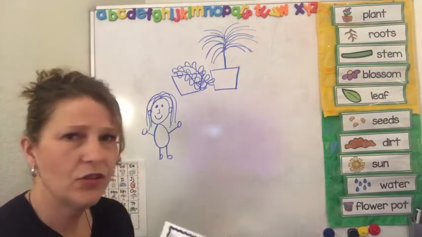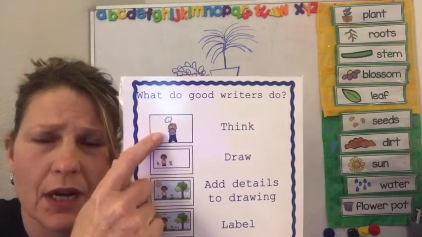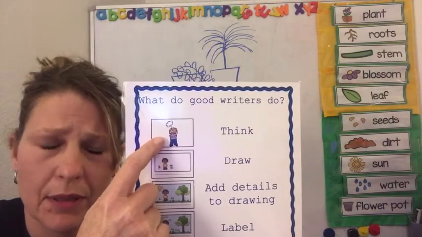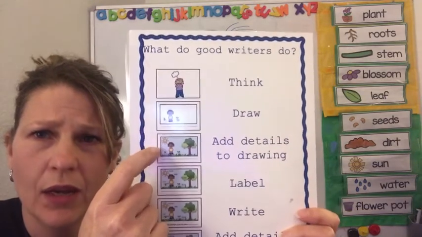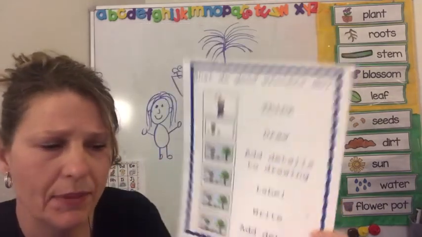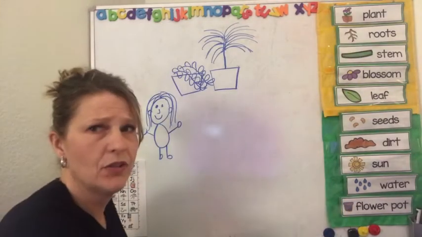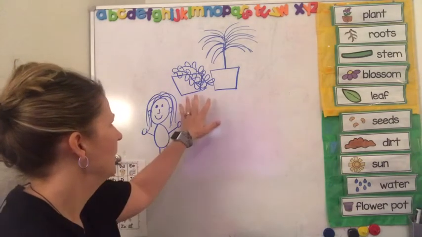We know that yesterday we thought about what to draw, and we've been talking about how plants are important and play a part in our life. And then we did a quick draw. So today we're going to add details, we'll label, and we will write. So I'm going to go back to my journal writing from yesterday, and I know that I picked the picture of the plants by my tree.